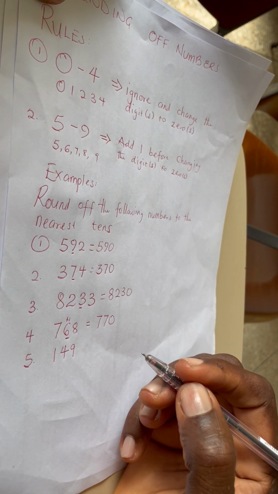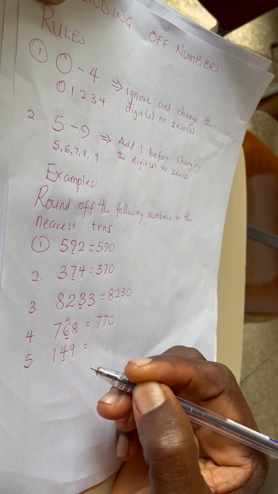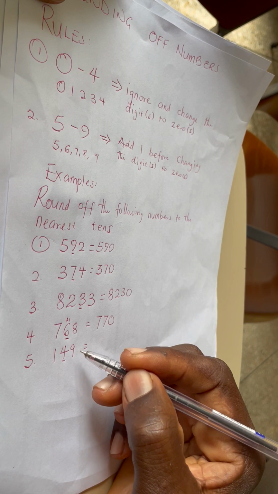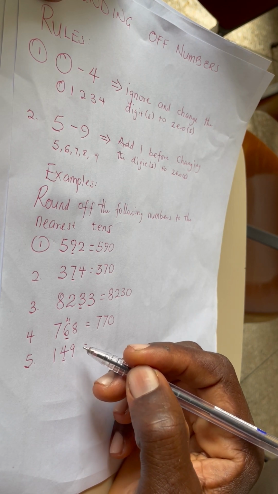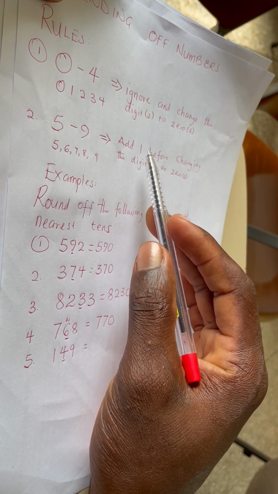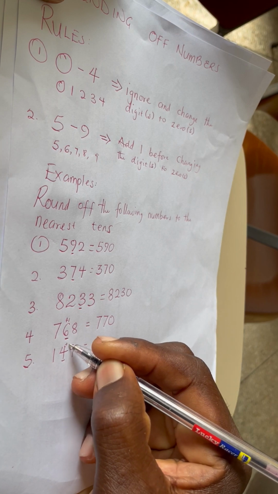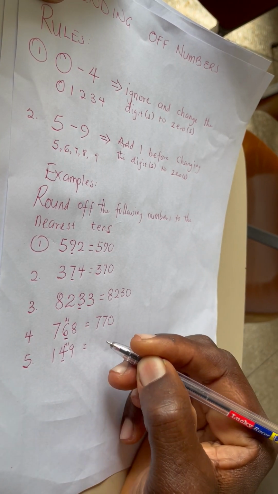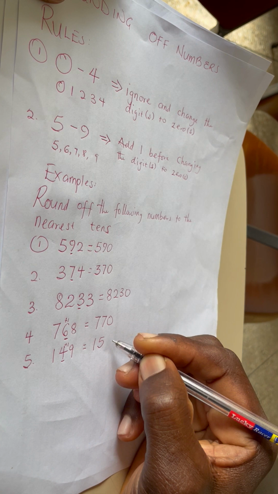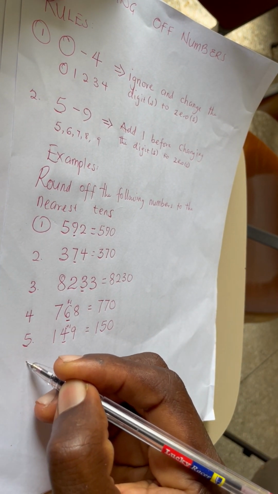149. The number at the tens position here is 4. Then to the right side of 4, we have 9. So 9 falls under rule 2, which tells us to add 1 before changing the digits to zeros. So we add 1 to this 4 and change this 9 to 0. So the answer becomes 150. Let's try some other examples.